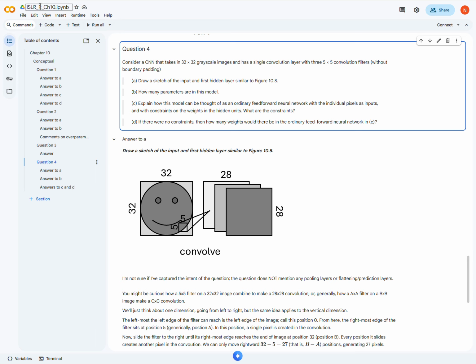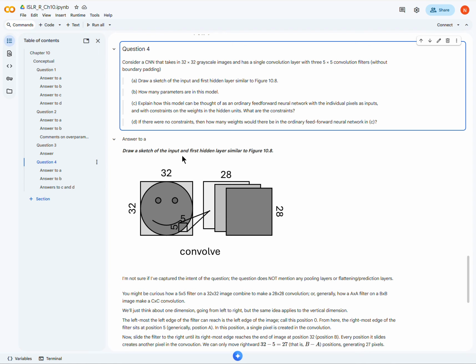Okay, so this is Introduction to Statistical Learning, Chapter 10, and we are on question 4, still in the conceptual questions here. So here's the several parts of the question. We're considering a 32 by 32 grayscale image that has a convolution layer with 3 5 by 5 convolution filters, and also note that there's no boundary padding.